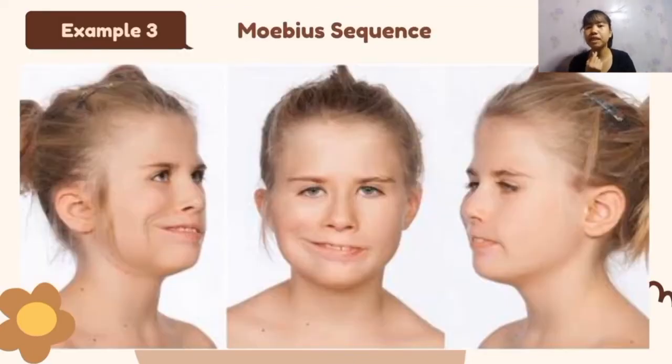The last example is the Mobius sequence. It is a rare neurological disorder characterized by weakness or paralysis of multiple cranial nerves, most often the 6th and the 7th nerves. If the 7th nerve is involved, the individual with Mobius syndrome is unable to smile, frown, raise their eyebrows, or close the eyelids.